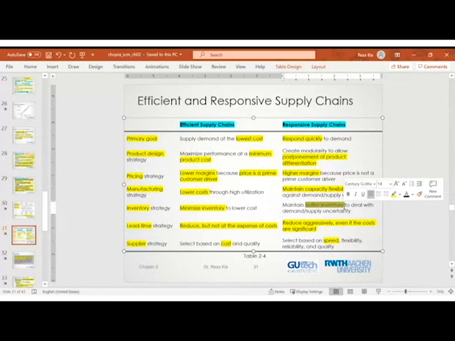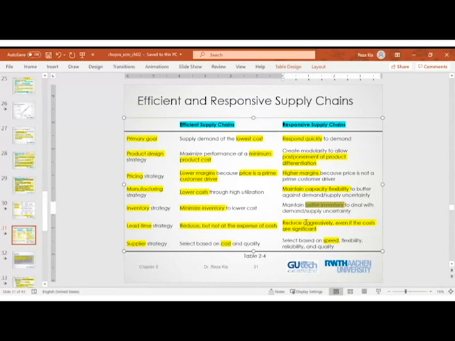So usually in the responsiveness supply chain, we will keep some safety stock to tackle uncertainty. And about delivery time or lead time, in an efficient supply chain, again, we will try to reduce the lead time, but not at all costs. So with a reasonable cost, we will try to reduce the lead time.